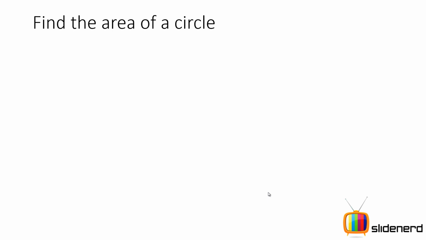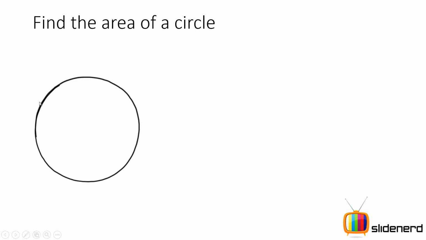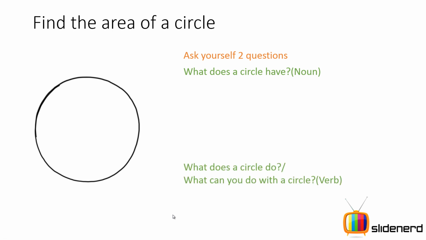Very simple. First, this is some circle, and we want to find the area of this circle. So the first step is to bring this in the form of an object in a Java program. What do you do to make an object of a circle? Ask yourself two questions. What does a circle have, which is nothing but nouns or properties of that circle? And what does a circle do? Now if you remember, every circle has a radius, diameter, circumference, perimeter, area, and probably some other properties.